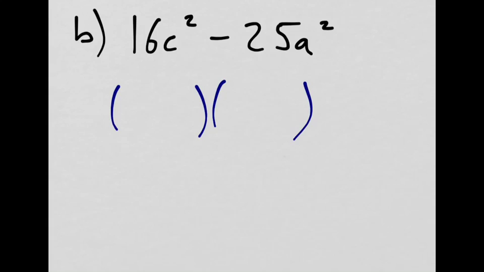What's the first term in each of those sets of brackets? 4c. 4c, good. You square root the first term. 4c and 4c. And the second term is, tell me the second term. 5a. 5a, you square root the second one, and that becomes the second term. 5a, and then what goes in the middle? Plus, minus, or minus, plus. You could do that. The order does not matter. Cool.